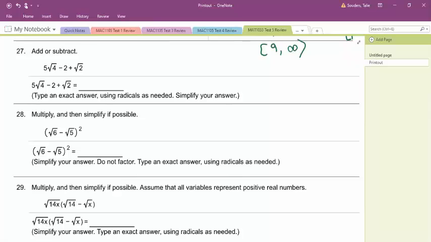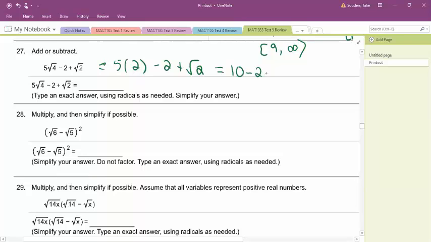So let's check out number 27. What would probably be a good first step in number 27? Finding the square root of 4, which is 2. Very good. So that becomes 5 times 2, right? Minus 2 plus the square root of 2. What is 5 times 2? 10. Good. And then we have 10 minus 2 plus the square root of 2. So what does that give us? 8 plus radical 2. Exactly. Can that combine? No, because they're not like terms, right? The one is just a whole number, the other's a radical, so they cannot be combined. Very good. So that would be the final answer there.